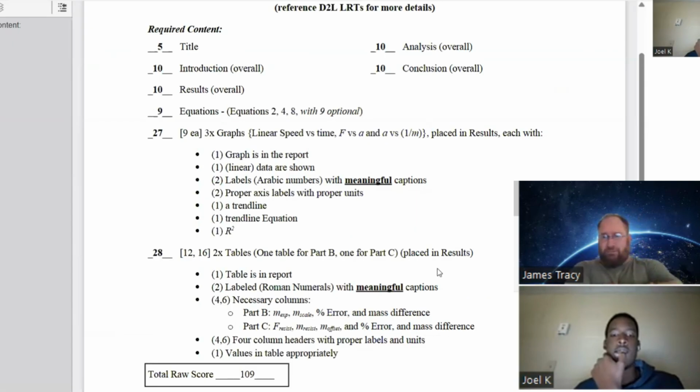So for your graphs, you have three graphs there: linear speed versus time, which is really your calibration graphs. And then F versus A, that's force versus acceleration. We're going to see that the slope of that has the mass that we're expecting for the whole system to move. And then A versus 1 over M, that's the one where we see that acceleration is inversely proportional to the mass, and that the slope of that graph will be the total force that's causing the system to accelerate for part C. So everything else in here, just make sure that you have all those things.